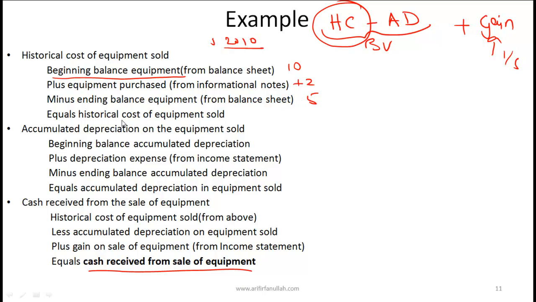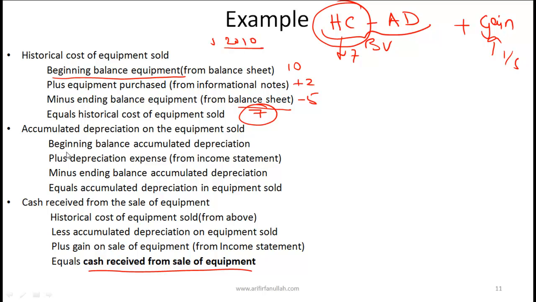So the historical cost of equipment sold would be 10 plus 2, which is 12, minus 5, which is 7. So this will give us the historical cost of equipment sold. We then calculate the accumulated depreciation on this equipment sold. Remember, this 7 is the gross value or the historical cost. This does not include any accumulated depreciation. So far this 7 represents the historical cost. Now we need to calculate the accumulated depreciation.